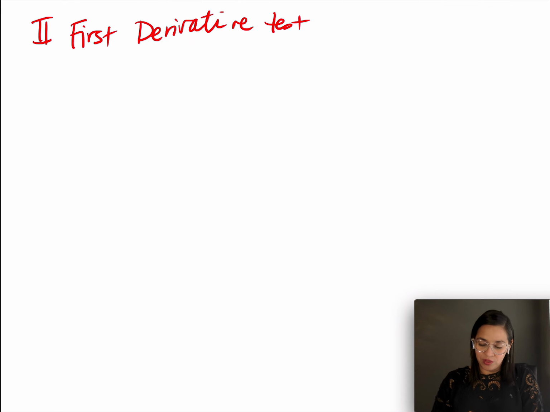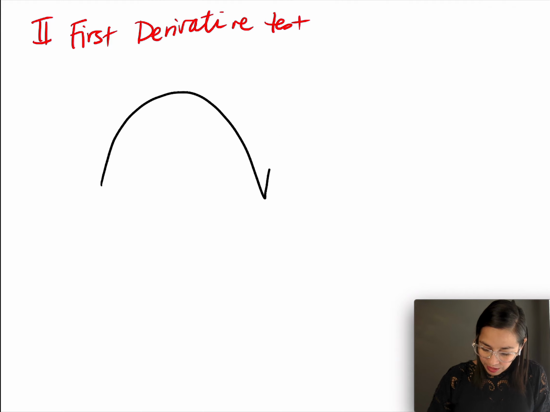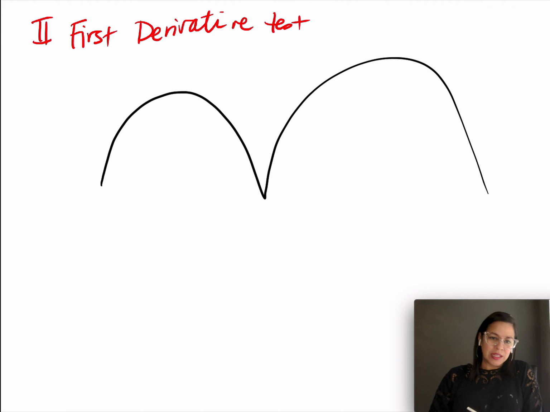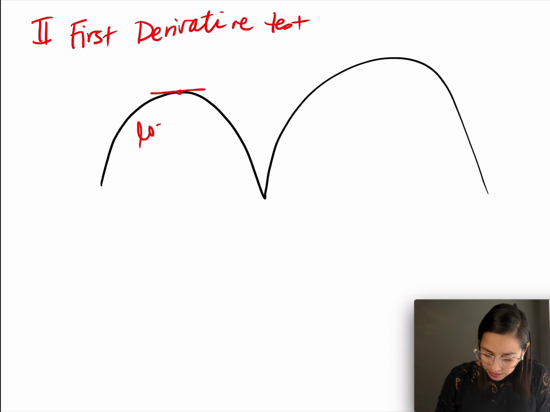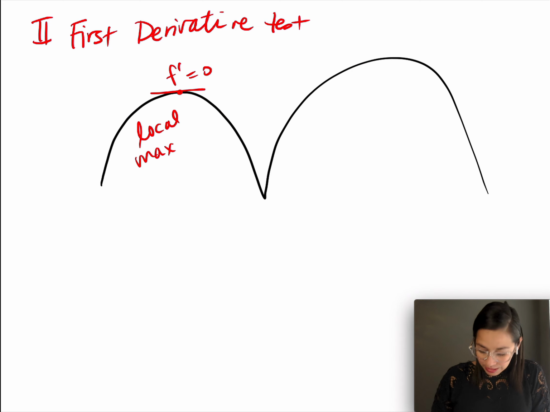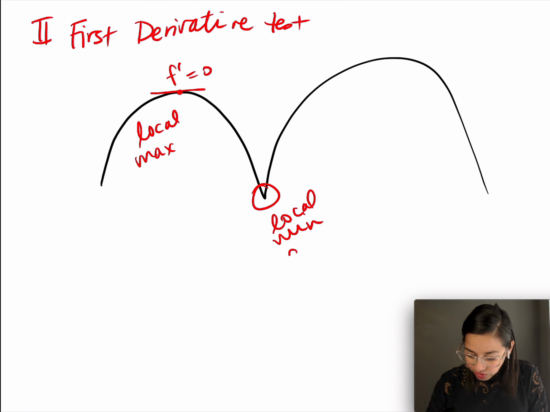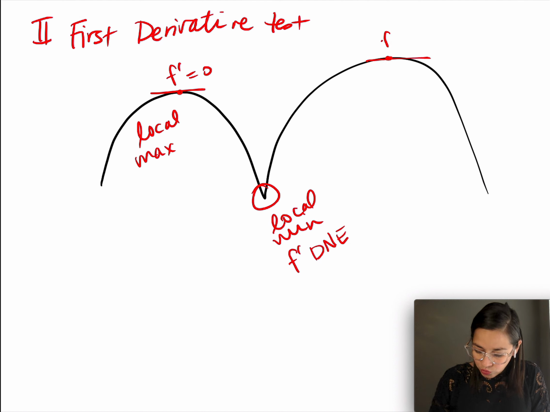So now we're ready to go over the first derivative test. In my last video, we saw that I had a graph that looks something like this, okay? Something like that. And then we saw that here we had a local max, and the derivative was equal to 0. Then here we have a local min, and the derivative does not exist. And then here the derivative is equal to 0, and we have a local max as well.